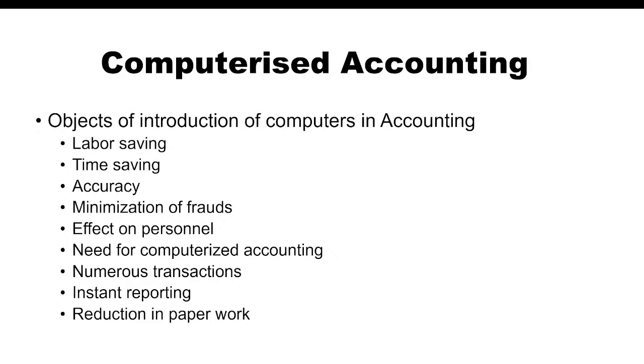Let's now discuss computerized accounting. So, what are the objectives of introduction of computers in accounting? We can say it is labor saving. Why is it labor saving? Because the main aim of introduction of computers in accounting is to save on labor costs or increase the volume of work handled by the existing staff.